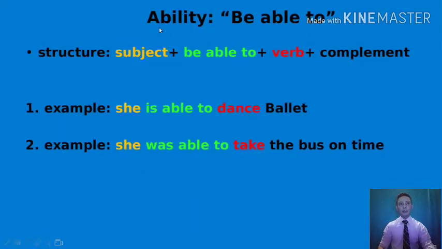And we can also express ability using be able to. The structure is the following: subject plus be able to plus the verb plus the complement. Example number 1, she is able to dance ballet. Example number 2, she was able to take the bus on time.